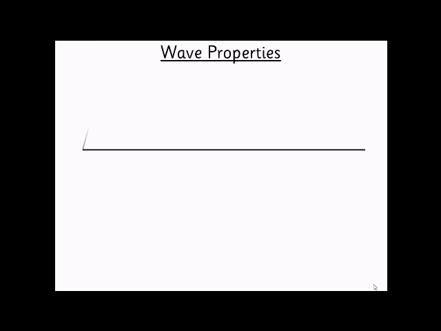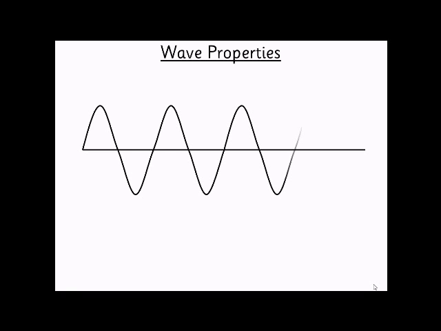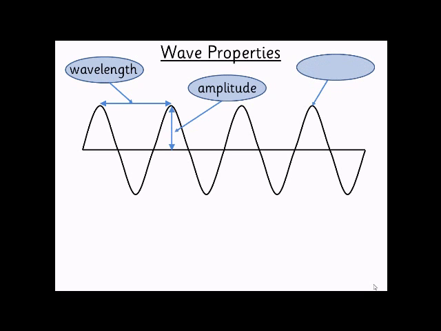So wave properties then. There are three main wave properties you're expected to know. The first two are wavelength and amplitude. The wavelength is just the distance between two identical points on a wave. Easiest way to do this is between two peaks or two troughs. The second, the amplitude, is the maximum displacement from the line of equilibrium. So you can think about this as a bit easier, I suppose, as the height of one of the peaks or the depth of one of the troughs.